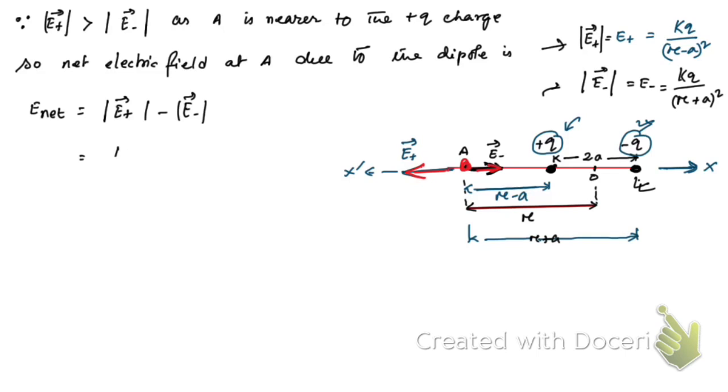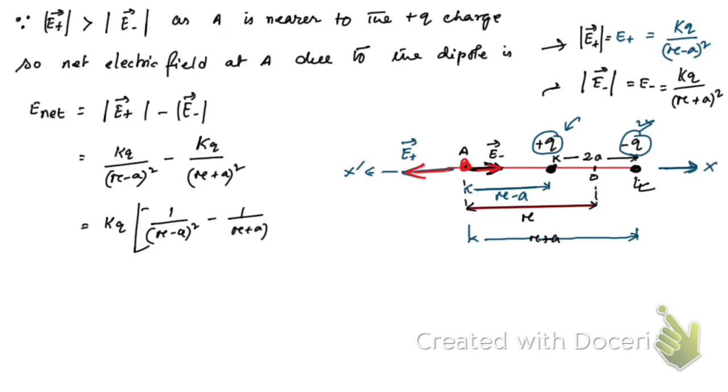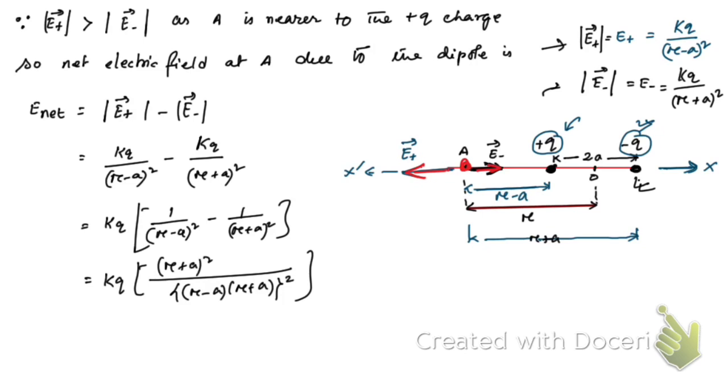So that means we're gonna use KQ by R minus A whole square minus KQ by R plus A whole square, right? So KQ is taken common, then we're gonna get here 1 by R minus A whole square minus 1 by R plus A whole square, right? So let's take LCM, K into Q. On taking LCM, here we're gonna have R minus A into R plus A whole square, and here R plus A whole square minus R minus A whole square. That's what we're gonna have.